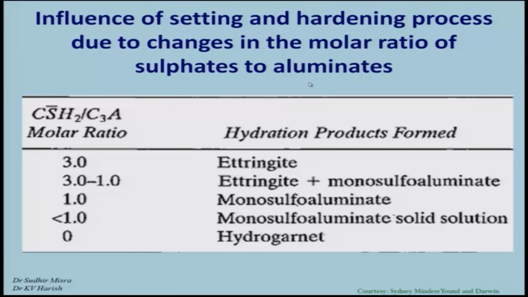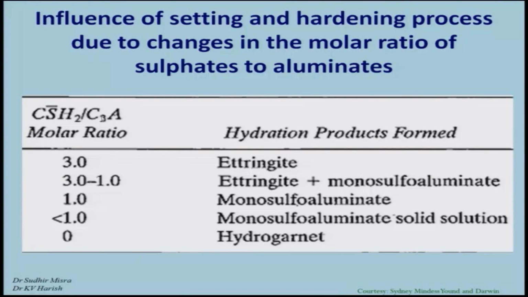There are also other important factors which affect the setting and hardening process, and one primary factor is the amount of sulfates present in the system. Remember that gypsum is the main source of sulfates in Portland cement, and we have already seen in the previous lectures that the amount of gypsum is primarily dependent on the amount of aluminates, and if this proportion is not properly controlled, then we will have different hydration products.